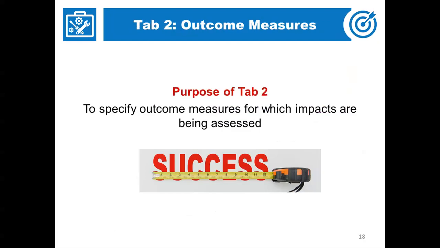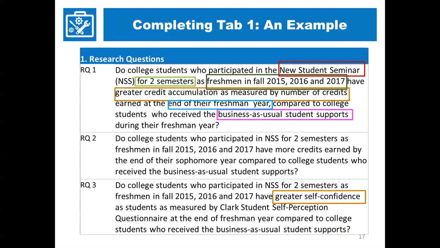All in all, when you read the research question, it's fairly wordy, but it actually specifies all of the pieces that will help you understand what the analysis, sample, and contrast will look like. Again, do college students who participated in the New Student Seminar for 2 semesters as freshmen in fall 15, 16, or 17 have greater credit accumulation as measured by number of credits earned at the end of their freshman year compared to college students who received business as usual student support during their freshman year?